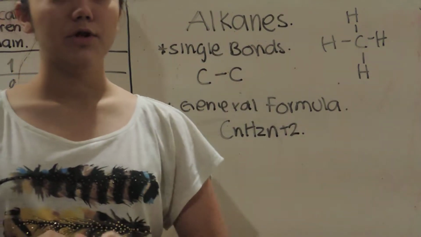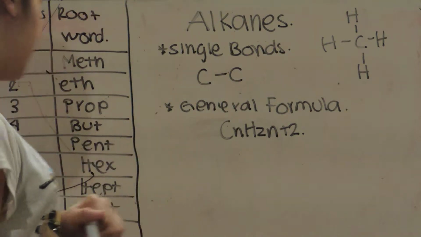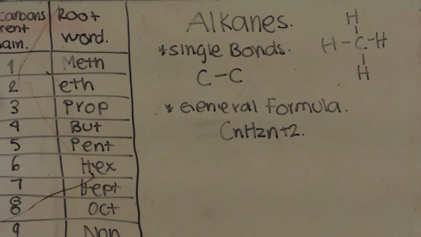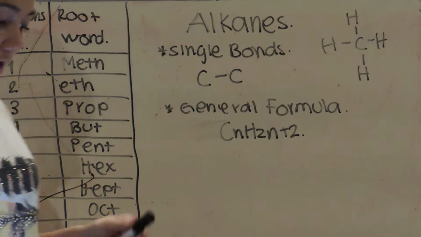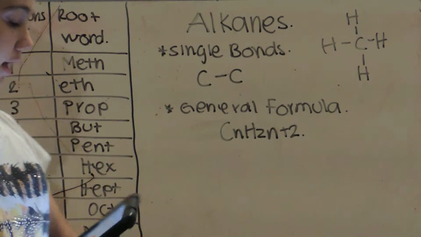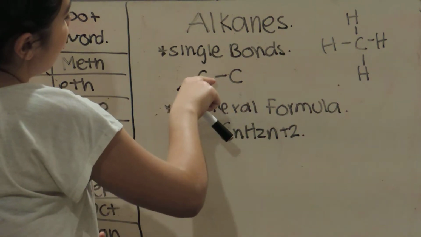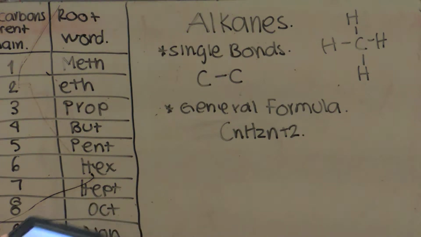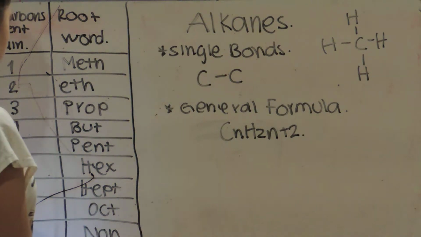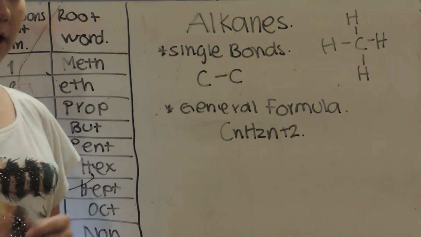Okay, today we're going to talk about alkanes and alkenes. First, what is an alkane? Hydrocarbons which contain only single bonds are called alkanes. This is a single bond, a carbon, a bond, and a carbon. They are called saturated hydrocarbons because there is a hydrogen in every possible location.